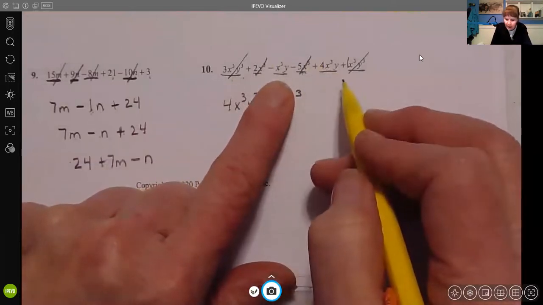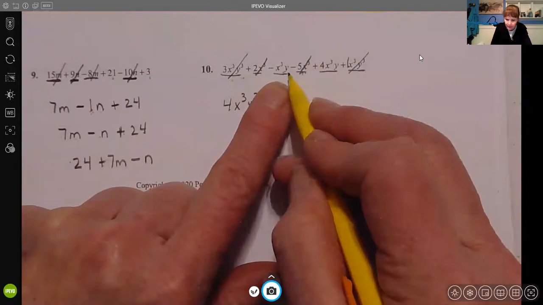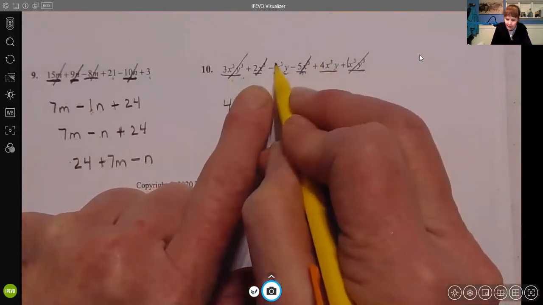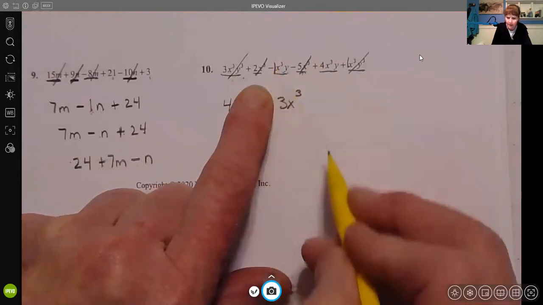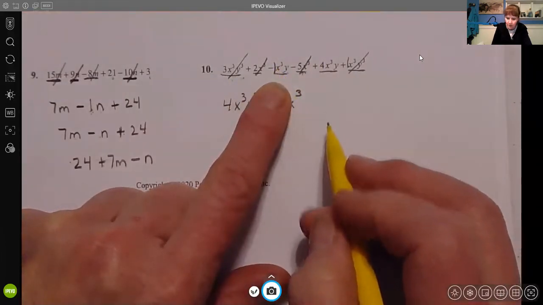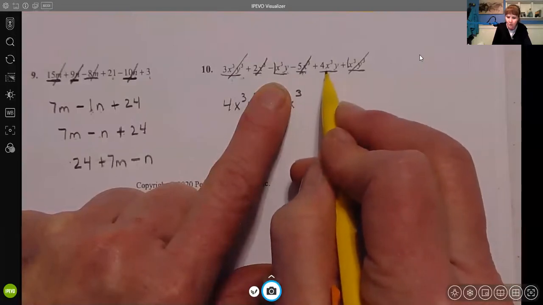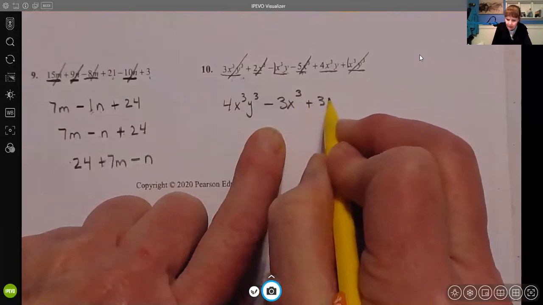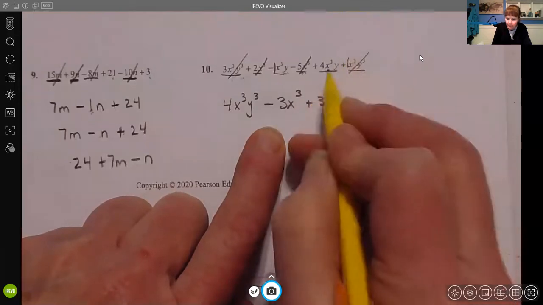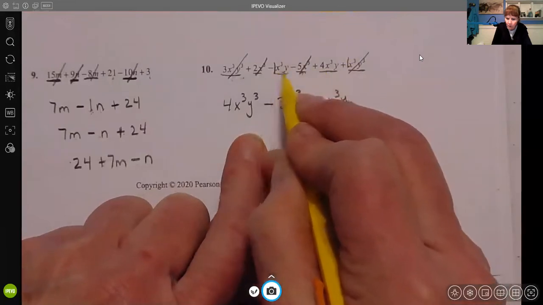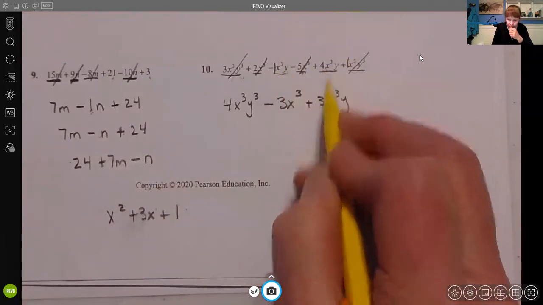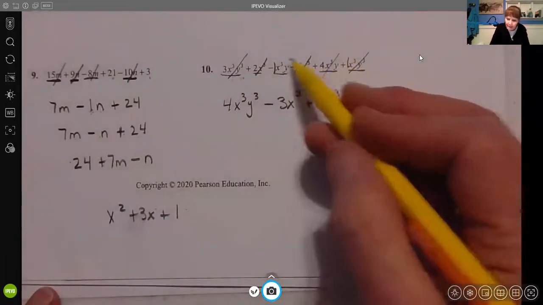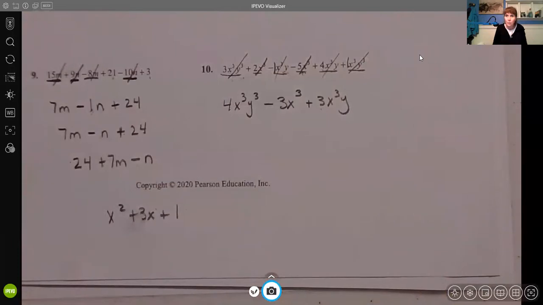Here I've got a minus x cubed y and a 4x cubed y. Now remember, it's not there, so that means -1. So we have a -1 x cubed y, and a 4x cubed y will be +3 x cubed y's. Because you have 4, that -1 will take one of those positive ones and leave you with 3 x cubed y's. All right.